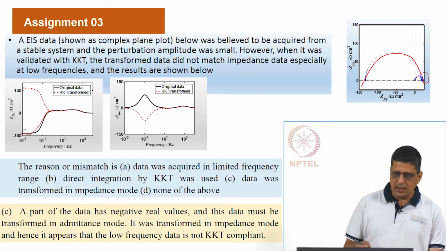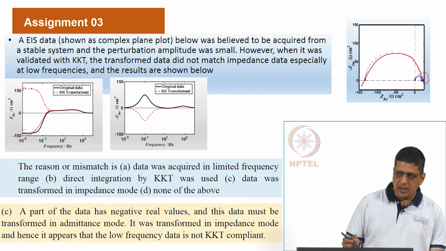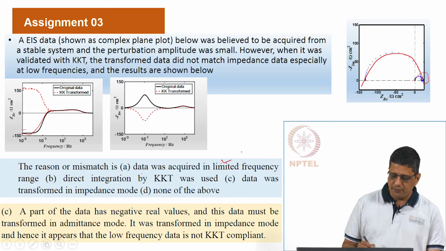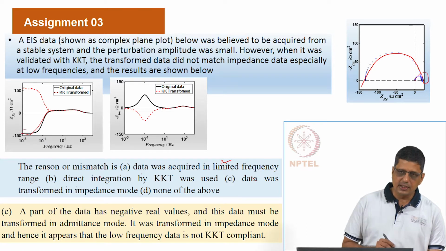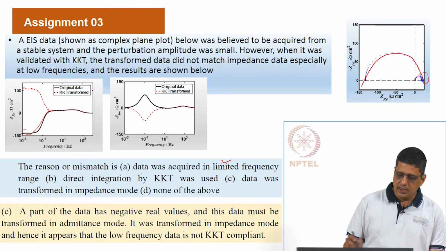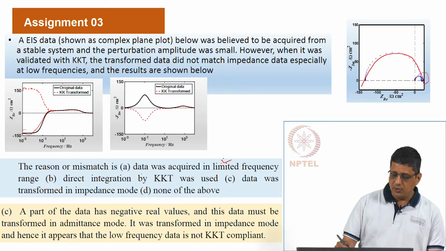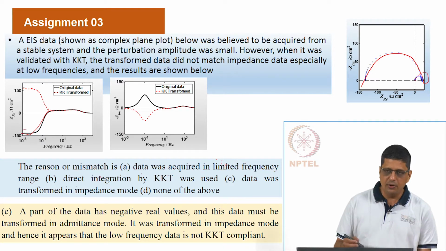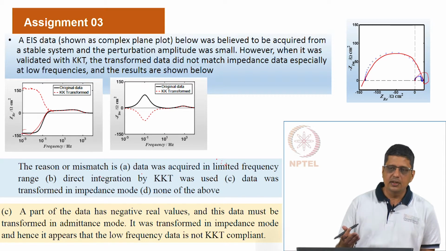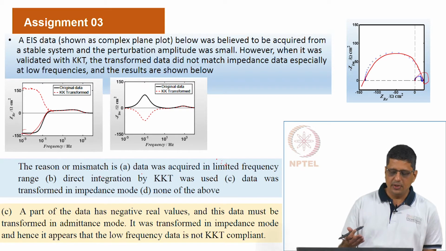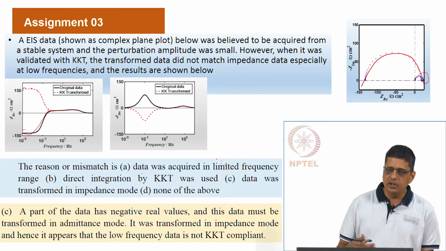So, the choices given to you are: is it because it is acquired in a limited frequency range, or is it because you have used direct integration by KKT, or is it because data was transformed in the impedance mode? The reason is, it is because the data was transformed in the impedance mode. If you use direct integration, and use the transformation in the admittance mode, this would work well. The original data and the transformed data will match well.